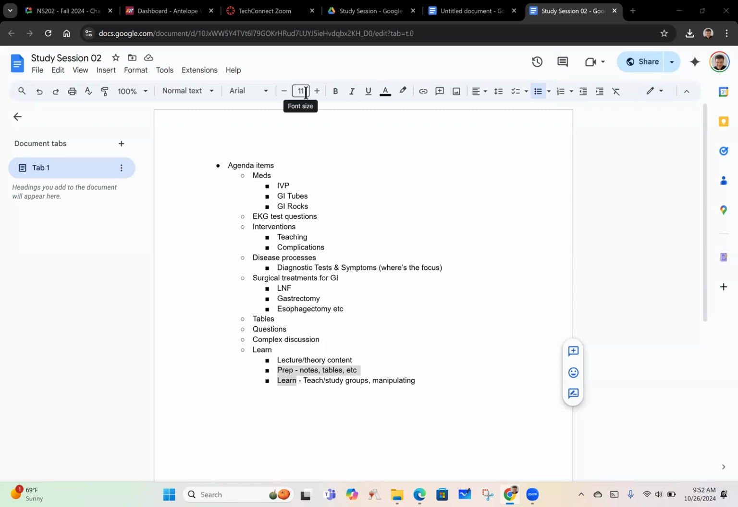Okay, so we're doing a quick study session. We got our agenda items here, right? So we're doing meds. We want to know what kind of meds we have to know for the test. So IV push meds. What are your 6 IV push meds you have to know? So metoclopramide.